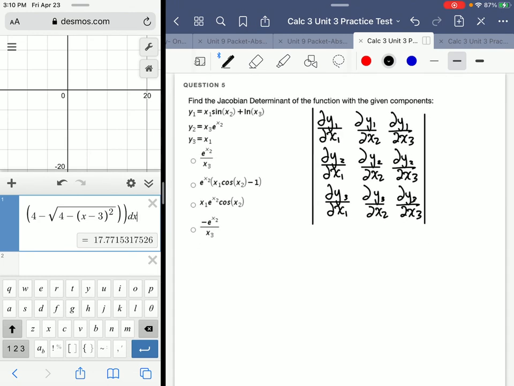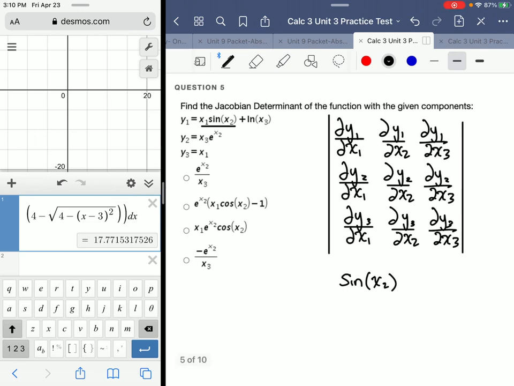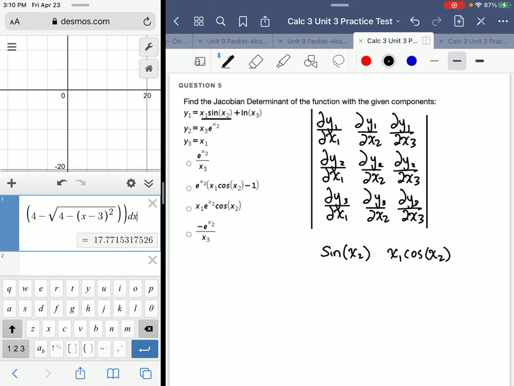So Jacobian determinant, not just a Jacobian matrix. With respect to x1, only this part is relevant, so that's going to give me a sine x sub 2. With respect to x sub 2, the same piece is relevant. Derivative of sine is cosine, so we have x sub 1 cosine x sub 2. Then with respect to x sub 3, it's just the last term that's relevant, so 1 over x sub 3.